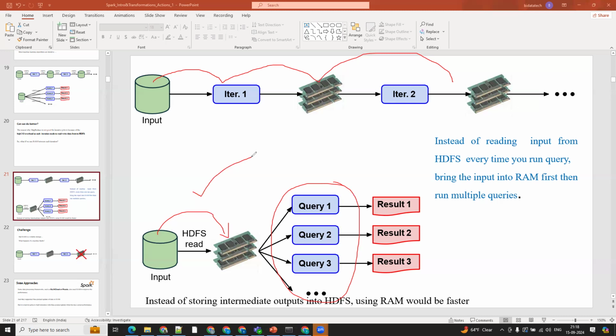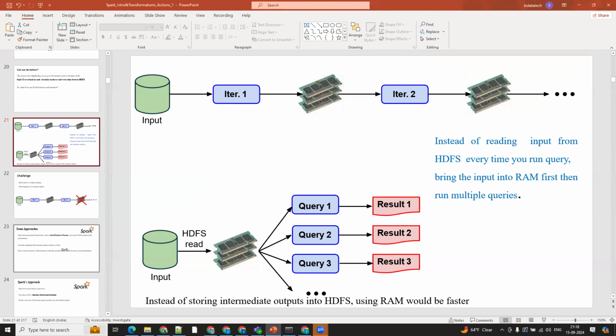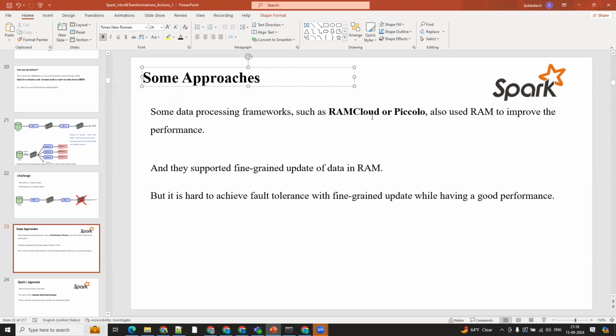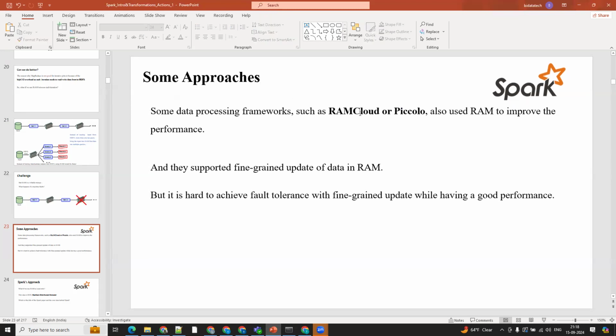Then people started thinking. At that time, they were checking in the industry whether any frameworks or systems were using RAM for processing the data. At that time, there were RAMCloud and Piccolo. These two are frameworks which process the data with the help of RAM memory. They don't process the data on the hard disk, they process the data with the RAM. So they thought of implementing this kind of technology.